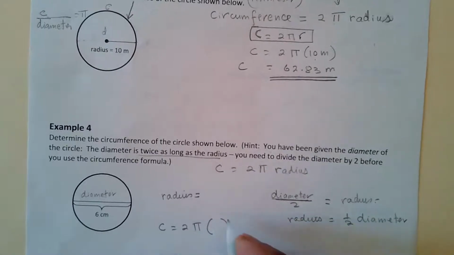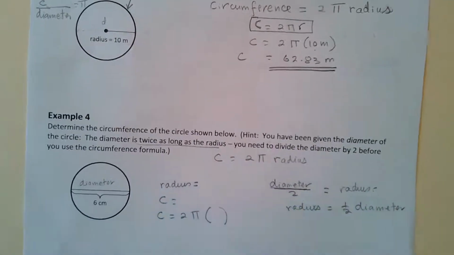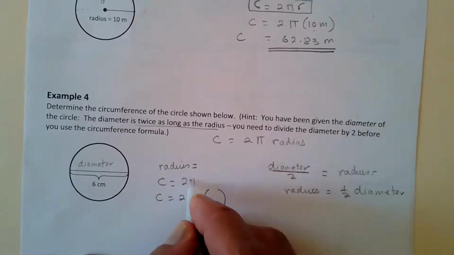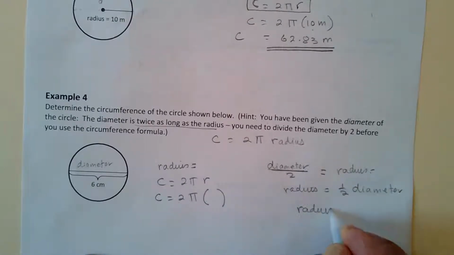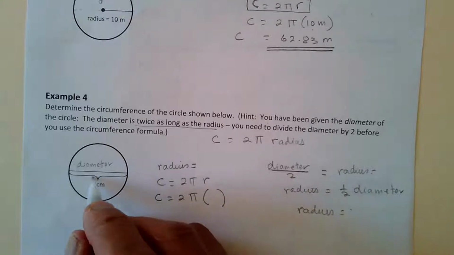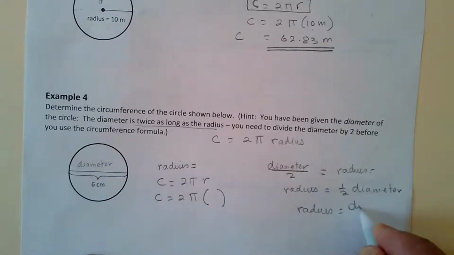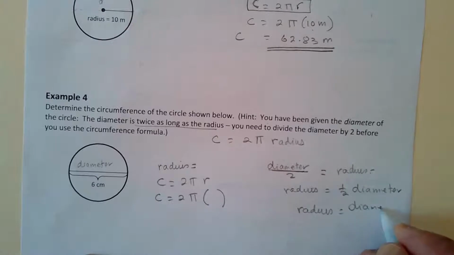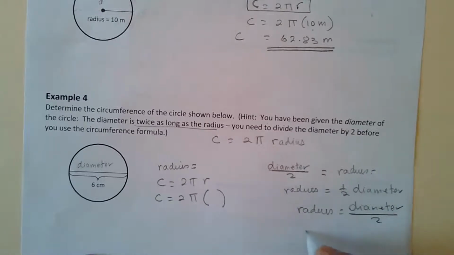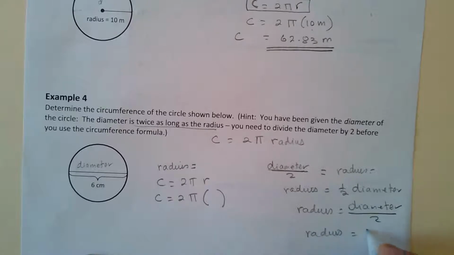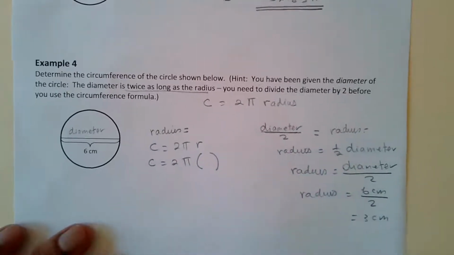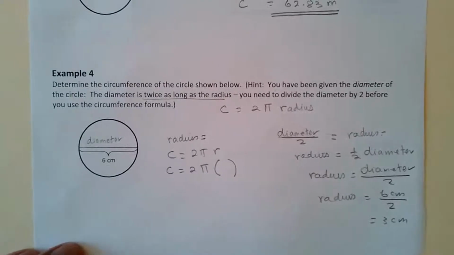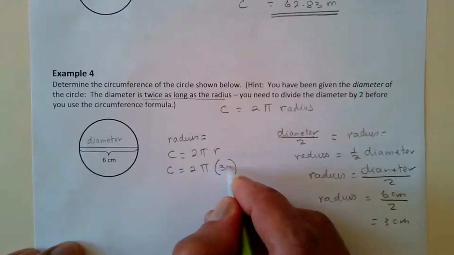And our formula is 2 pi r. And what is our radius? So write it down here. 2 pi r. So my radius is equal to the diameter, which is 6. So radius is equal to 6 centimeters divided by 2, which is 3. 3 centimeters.